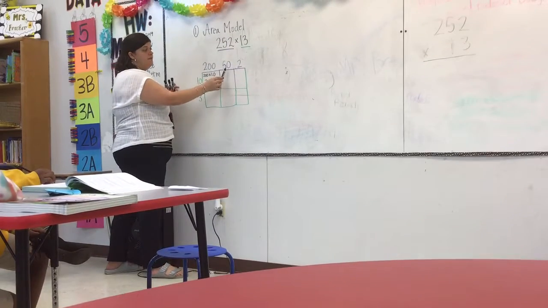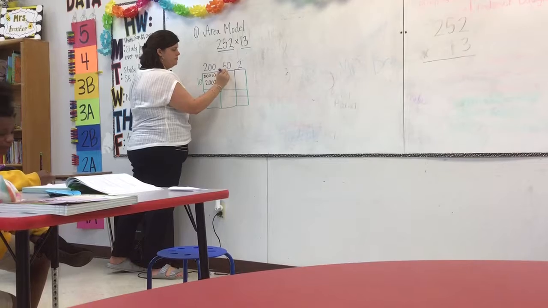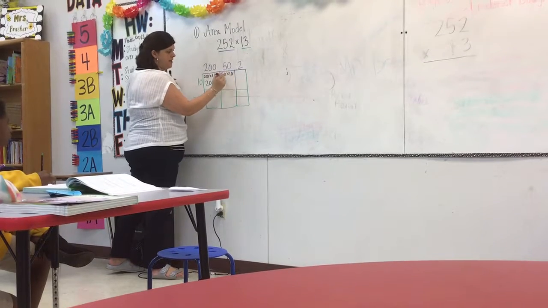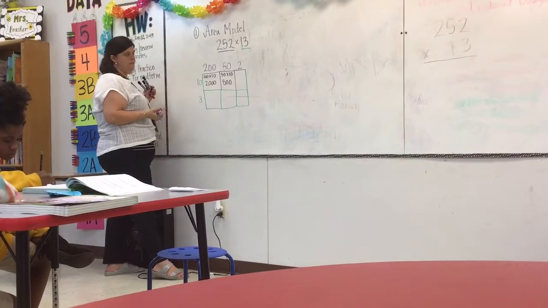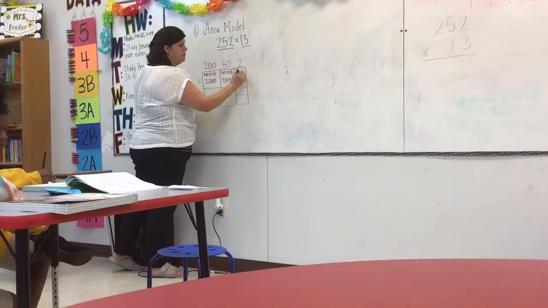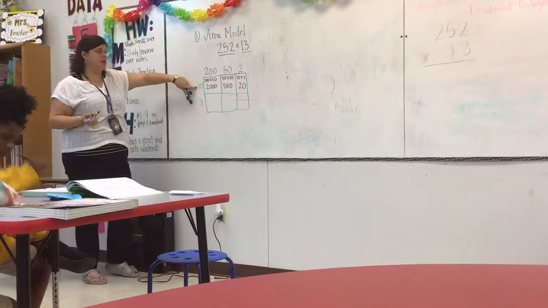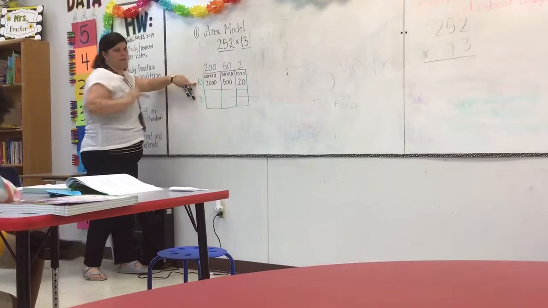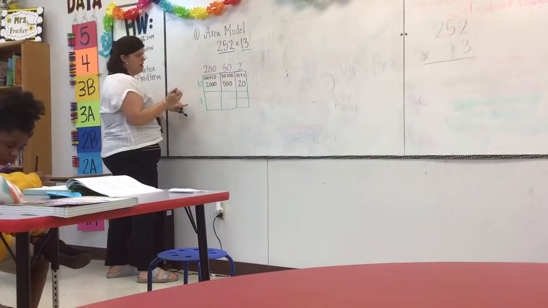Okay? 50 times 10. What is 5 times 1? 5. So 500. 5 times 1 is 5, and add your 2 zeros. Okay? 2 times 10 is real simple. It's 20. Okay, so we've multiplied our 10 by every purple number. So now we've got to multiply our 3 by every purple number.